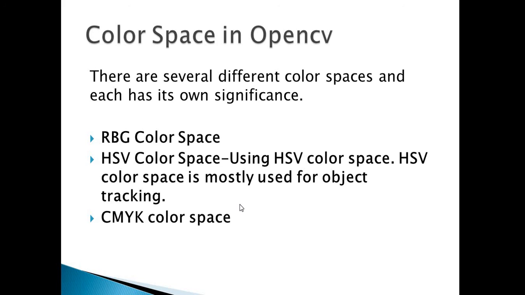Go and learn these three color spaces and play with them. If you are familiar with this script, then you can move to other color spaces. There are a lot of them. The basic things we have to know are the RGB color space, HSV color space, and CMYK color space. All these three color spaces are very important if you are learning OpenCV.